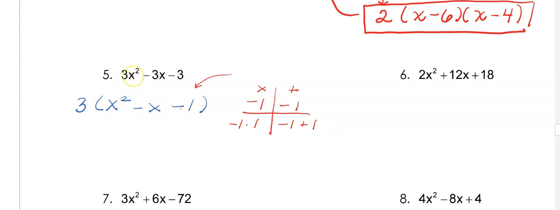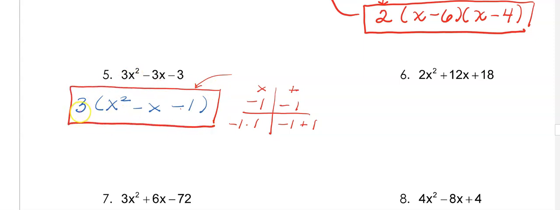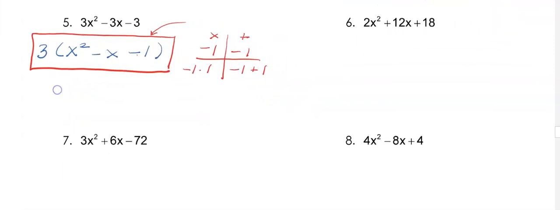However, the problem is not prime. The problem had a GCF, so that is going to be my factored form. Just the GCF, and then my trinomial stays. I would like for you to pause the video, try 6, 7, and 8, and then we'll check your solutions.